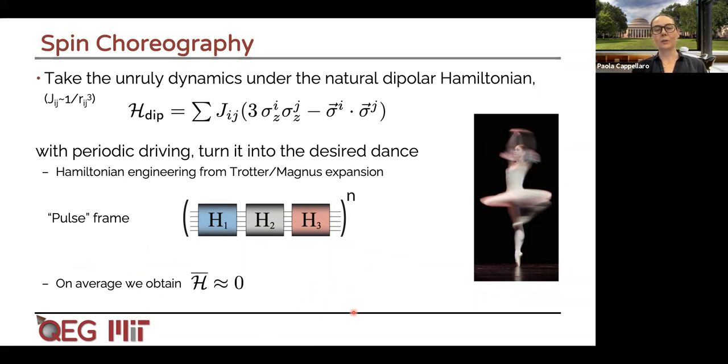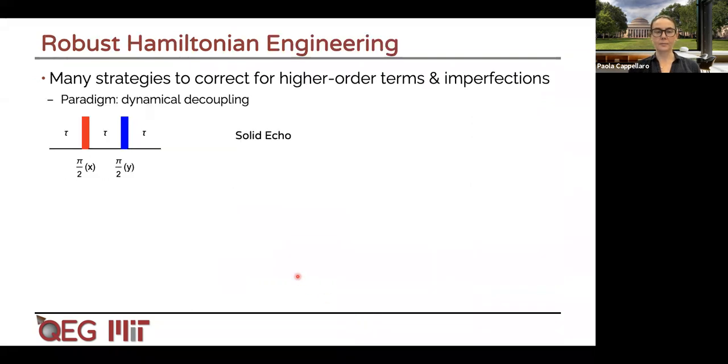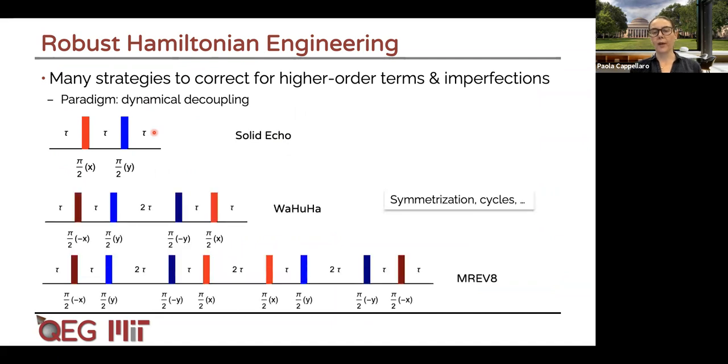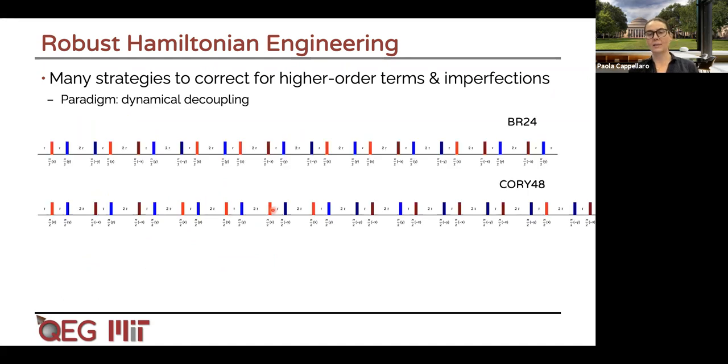And so what people have done in NMR, and also what we are doing, is to try to make this more and more perfect and also understand where the problem arises from. Indeed, in NMR, there is a long history of starting from the solid echo, which is the sequence that I just described, and improving on it by using, for example, symmetrization, cycles, and so forth. With a solid echo, you might know a very famous sequence, which is WAHUHA. MREV is a symmetrization of WAHUHA, which gives a better error. But then you start having more and more complex sequences.